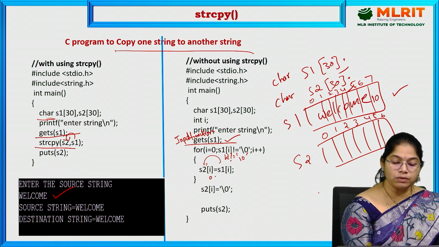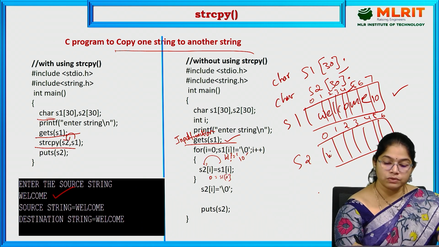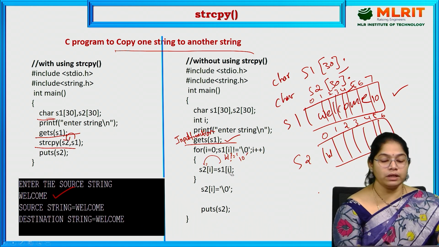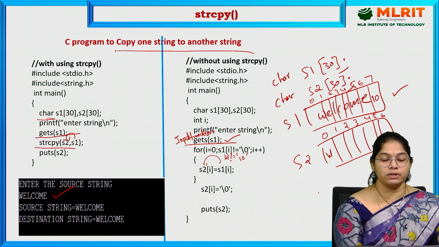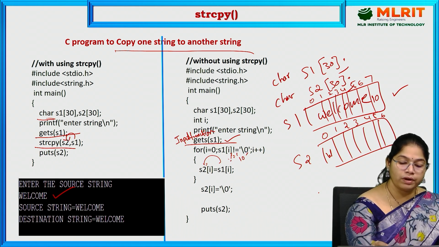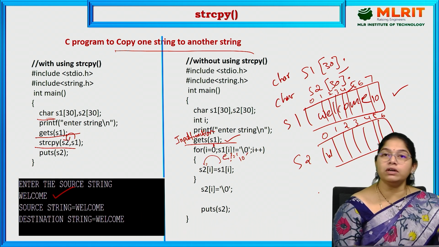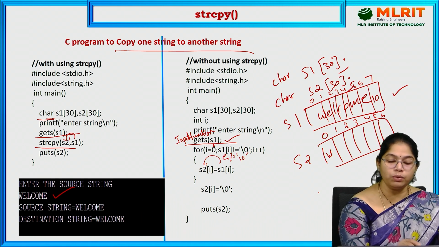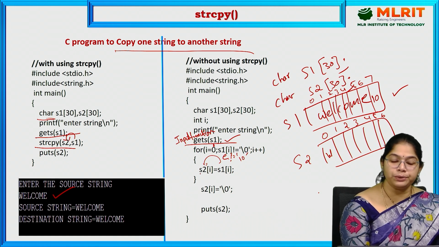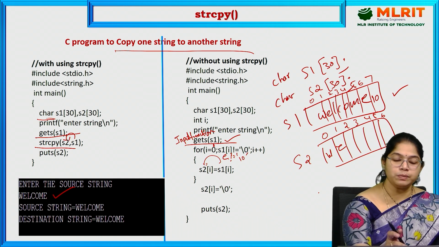S2 of I, I is 0, is equal to S1 of I. In S1 of I, we have W. So it will be copied here. But still we are in true. In a loop we are true. The control comes out of the loop when the condition is false. Again I plus plus, now I becomes 1. In S1 of 1, we have E. E not equal to null, condition is true. So we have to assign S1 of I, that is S1 of 1, into S2 of 1. So now we have here E. Again I plus plus, now I becomes 2.